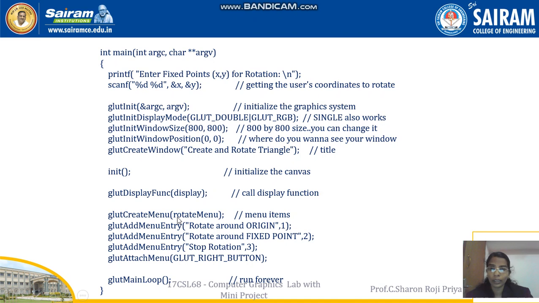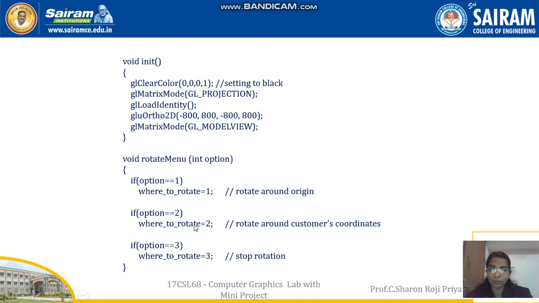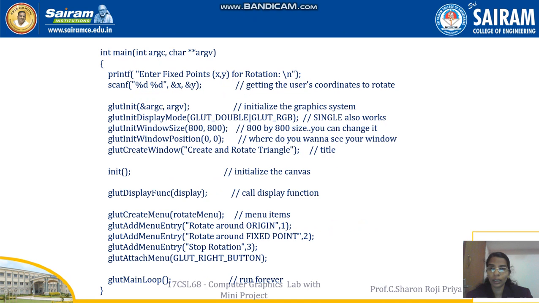Here we'll see this rotate menu. In the rotate menu option, if it is equal to 1, I have to rotate around origin. If the option is 2, that is if the ID is 2, rotate around the user's coordinates, and if the option is 3, stop rotation. Now I'll start with my display.